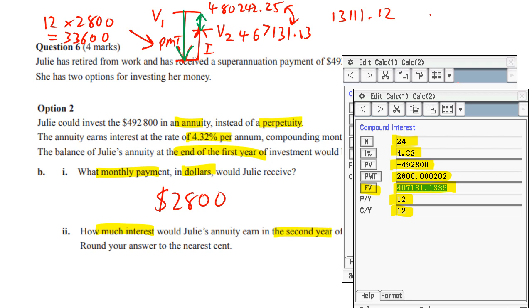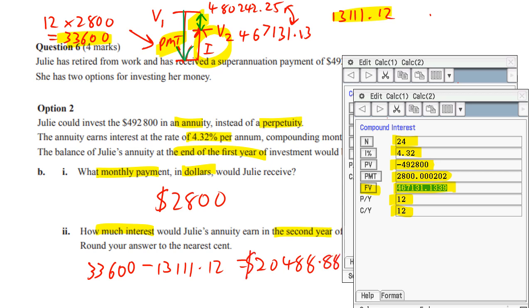So the difference between this and this is the difference between this and this, which leaves us just with the interest. So 33,600 minus 13,111.12 gives us a final total of $20,488.88. Don't forget your dollar sign. If you've done it another way, you might have got a 9 there. They said that was okay, but quite a tricky one.